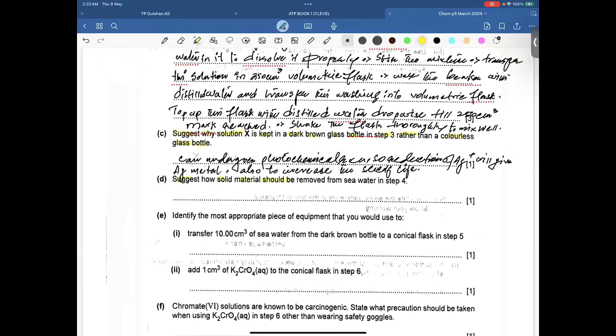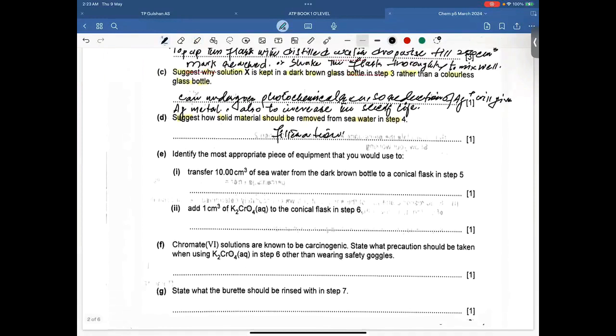Suggest how the solid material should be removed from the seawater in step 3: through filtration. Identify the most appropriate piece of equipment that you would use to transfer 10 cm cube of seawater: volumetric pipette. Add 1 cm cube of potassium chromate into the flask: micropipette or teat pipette. Chromate 6 solutions are known to be carcinogenic. That's what I've told you initially.